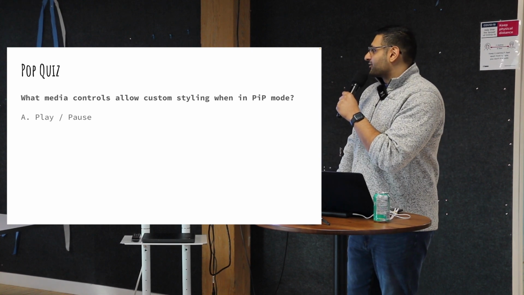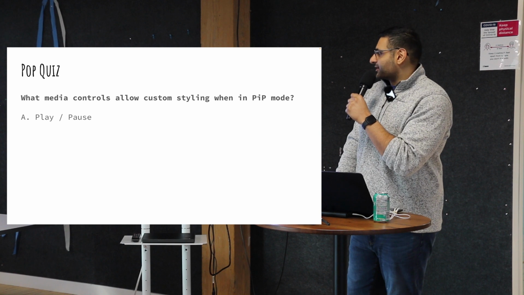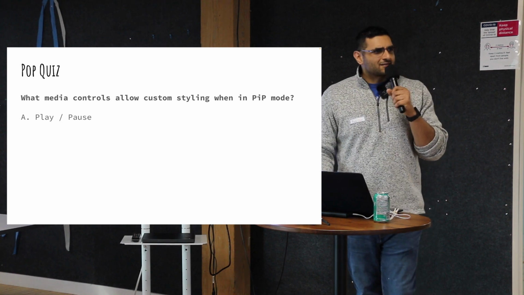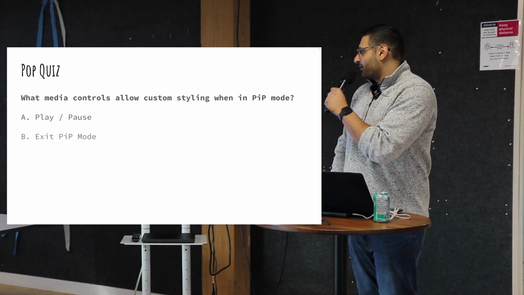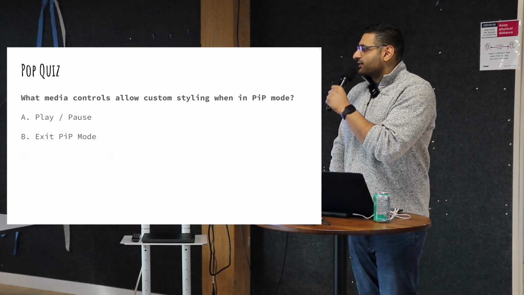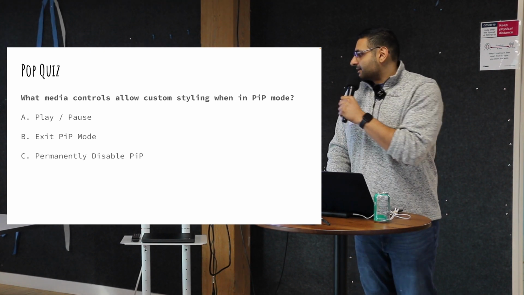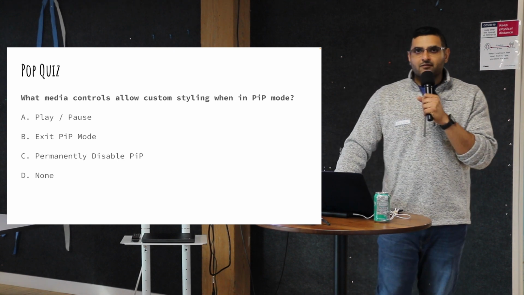What media controls allow custom styling when in picture-in-picture mode? Does that make sense? Like, what elements of control can you actually style? The play/pause button, the exit picture-in-picture mode button, permanently disabled PIP, or none of them?